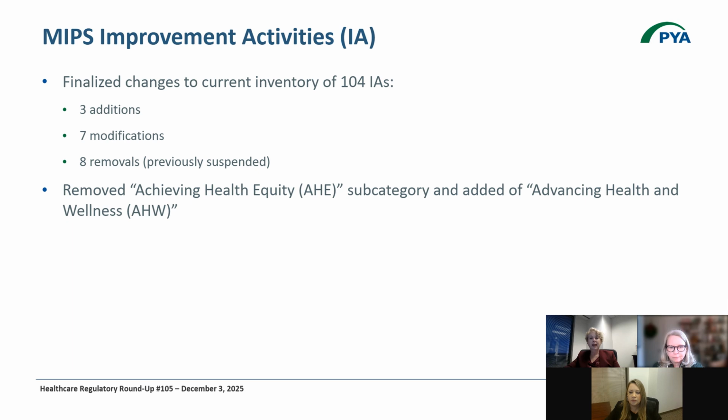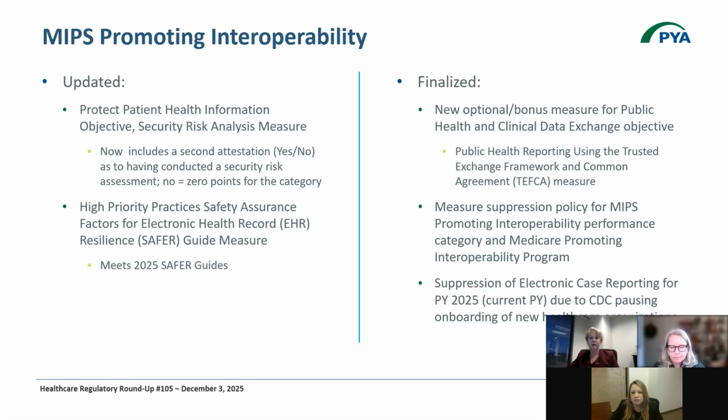With the improvement activities, they did finalize changes to the current inventory of 104 improvement activities. It includes 3 additions, 7 modifications, and then 8 removals. Those 8 removals, you might recall, were previously suspended. They also removed the Achieving Health Equity subcategory, and they added Advancing Health and Wellness. Again, just a switch as they were really changing the phraseology for those measures going forward.